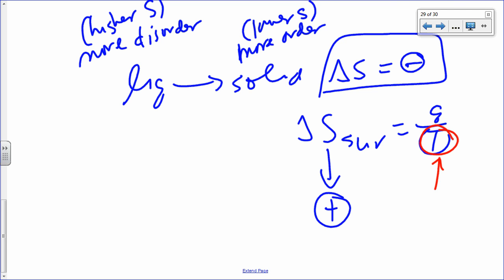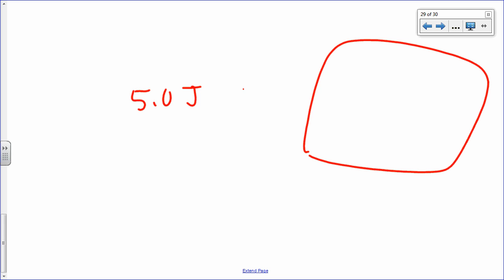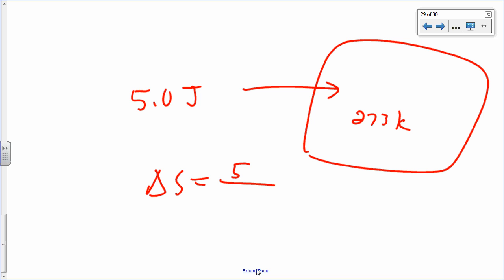In fact, let's do that. Let's just look at water. Okay, let's just look at our surroundings. Let's say you have 5 joules. Okay, you have a surroundings. Let's say so big. Okay, you put 5 joules in, temperature remains constant. What is delta S for that one? 5 divided by, let's say, 273 Kelvin. And it's so big that the temperature doesn't really change by putting in 5 joules. So 5 joules divided by 273 Kelvin. How much is that? By how much does that entropy increase? 5 divided by 273.